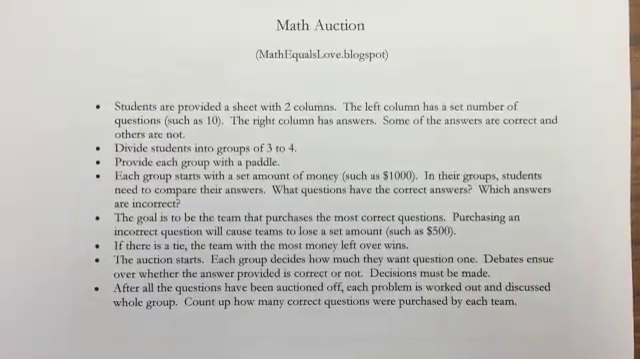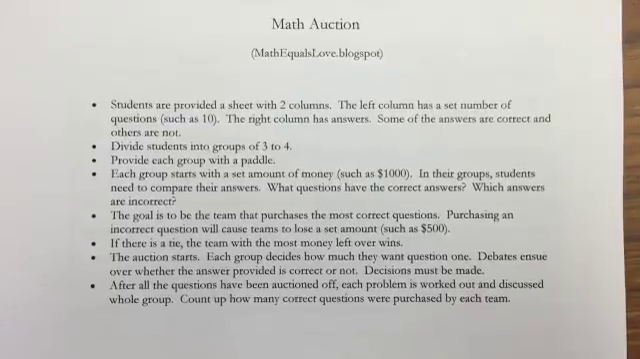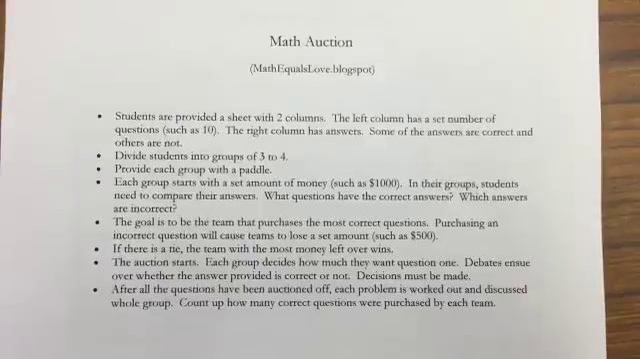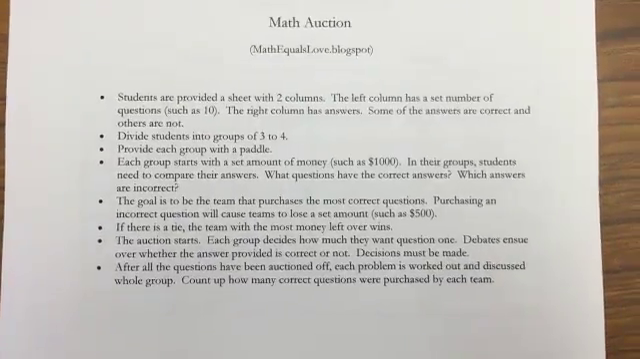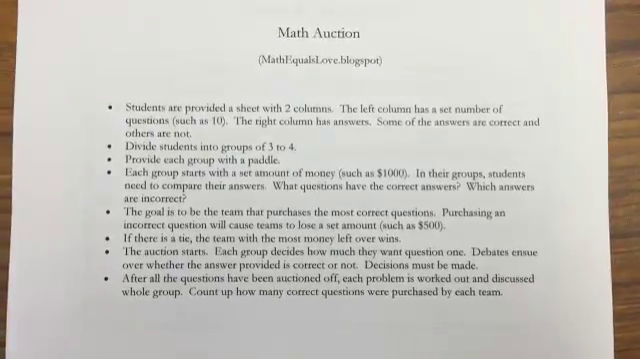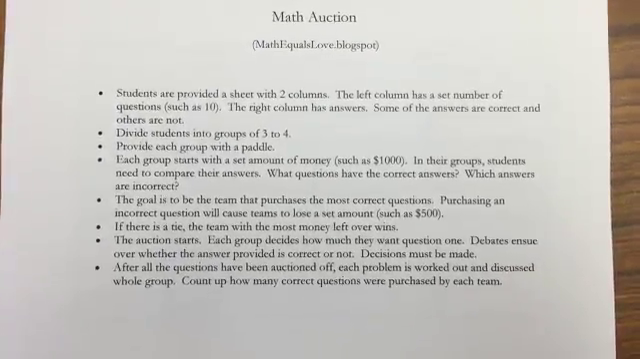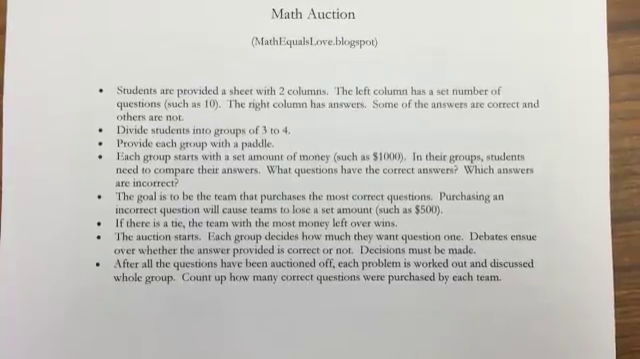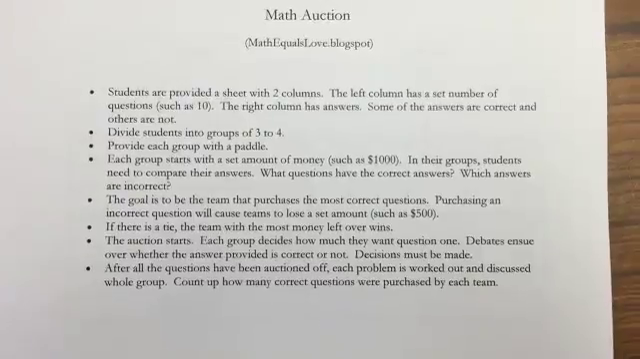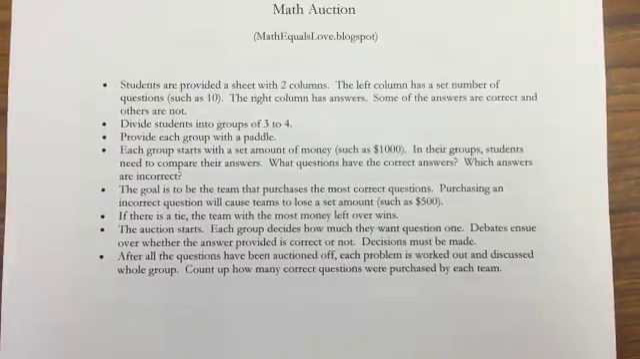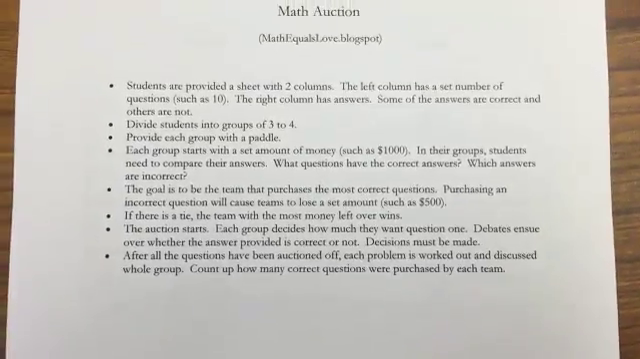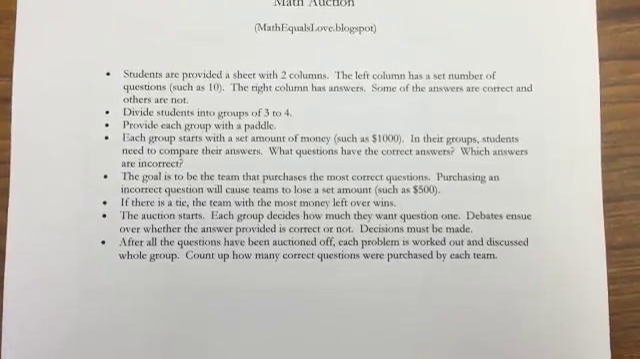So from that point, you divide students into groups of 3 or 4 to create teams, and each group will have a paddle to indicate their team name or team number. The group starts with a set amount of money, such as $1,000, and in their group, students need to compare their answers to a particular question series. What questions have the correct answers? Which answers are incorrect? The goal for the team is to purchase the most correct questions. Purchasing an incorrect question will cause teams to lose a set amount, such as $500. If there is a tie, the team with the most money left over wins.